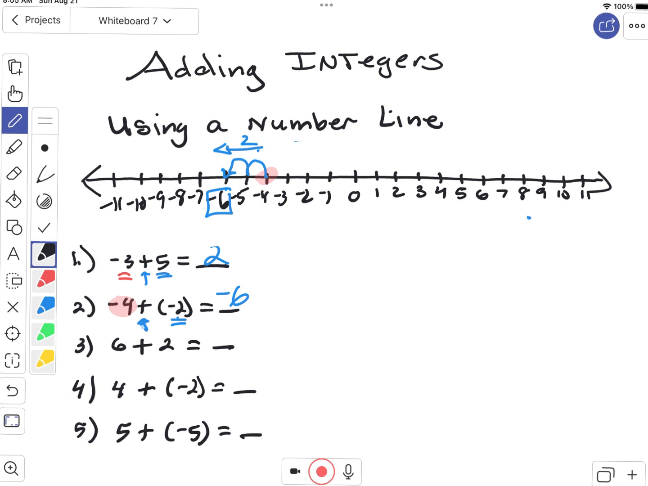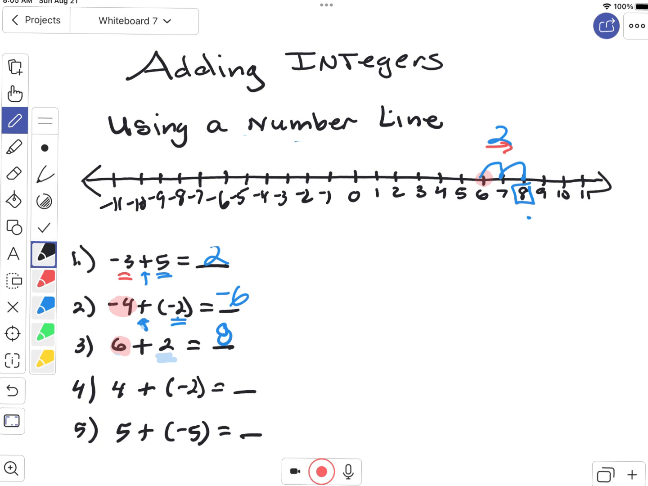Why don't you pause the video and try the last problems on your own and see how you do. Okay, so how'd you do? So on the next one, we're starting at +6, and we want to move 2 in the positive direction. So that would be 1, 2, so wouldn't we land at 8? Did you? And obviously 6 plus 2 is just a regular normal problem, right?